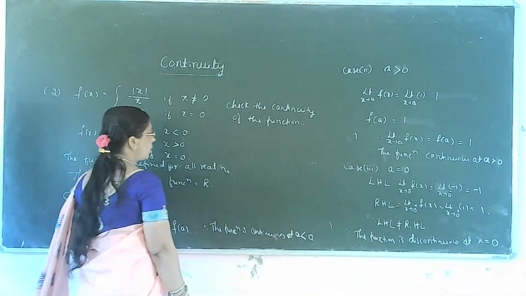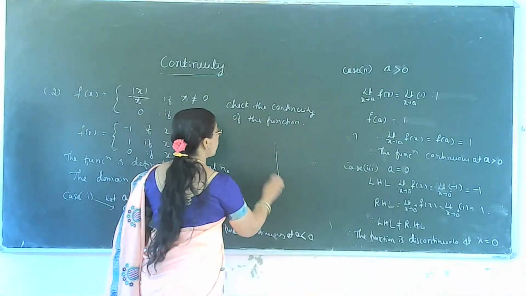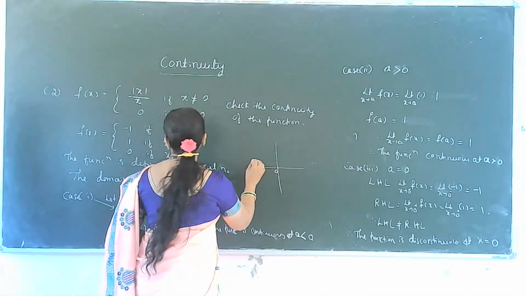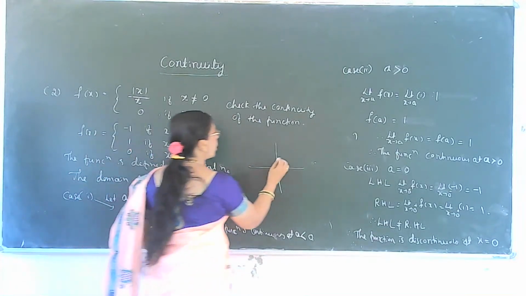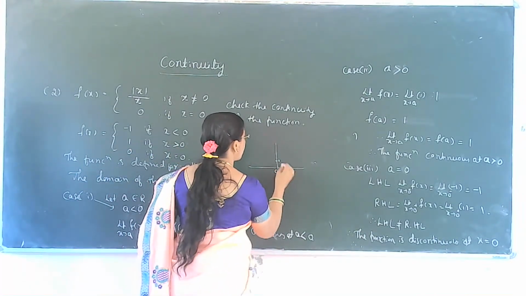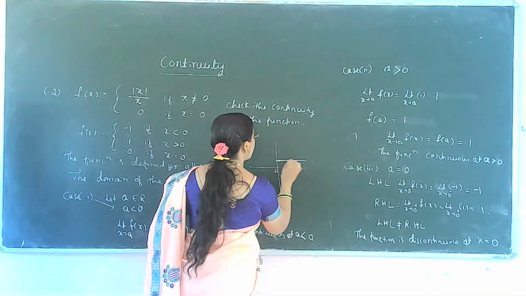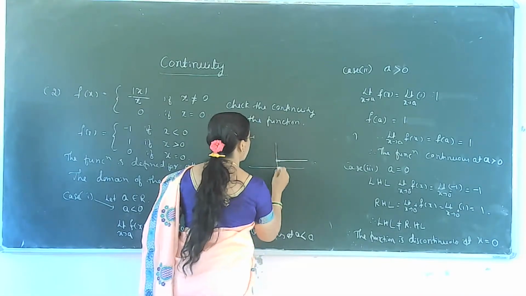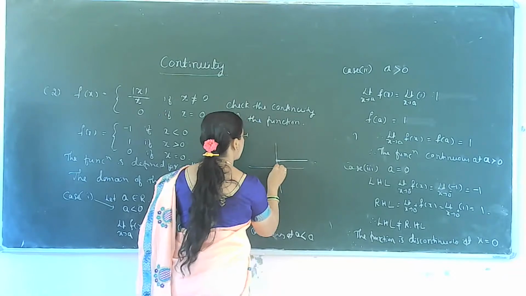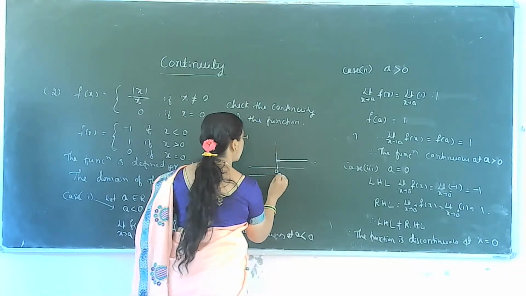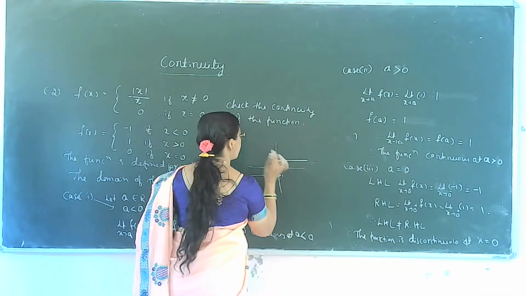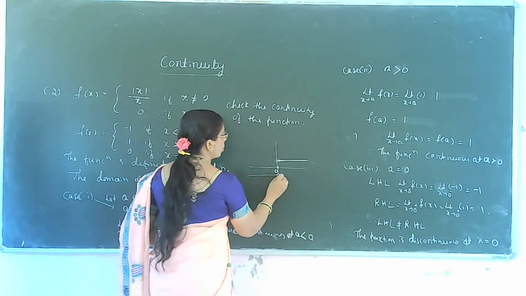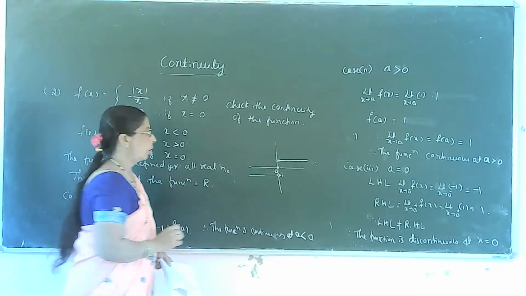At x equal to 0, the function is discontinuous, because you can see it in the graph also. For every positive number, the function is 1. For every negative number, it's minus 1. The function is 0 here at 0. You cannot draw the graph in one stroke.